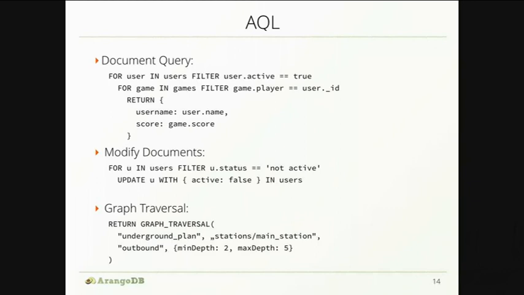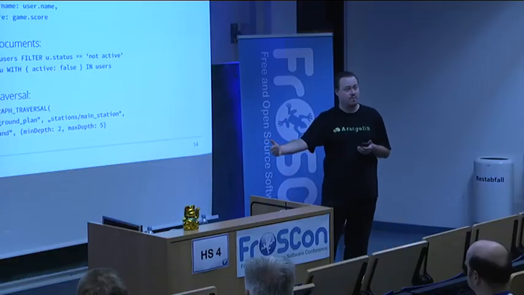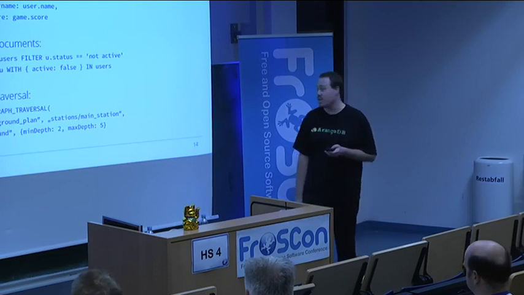And the last thing is a graph traversal, which is a function, where I just say I have a graph, which is called underground plan. And in underground plan, I have several document collections and edge collections. So the edge collections connect all these documents. And in this query, I want to start at the main station, just go in the outbound direction, and check which is reachable within 2 to 5 stations, which is, for example, important if you are driving with the subway and you buy a ticket which allows you to ride at most 4 stations. You can check where you can go.